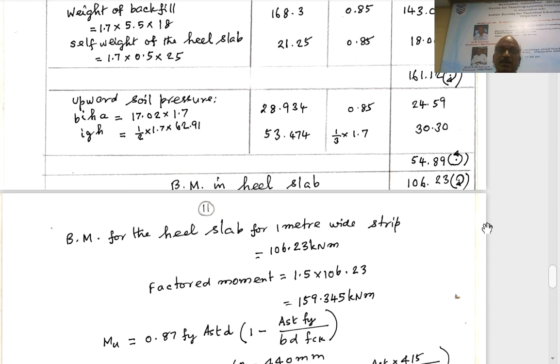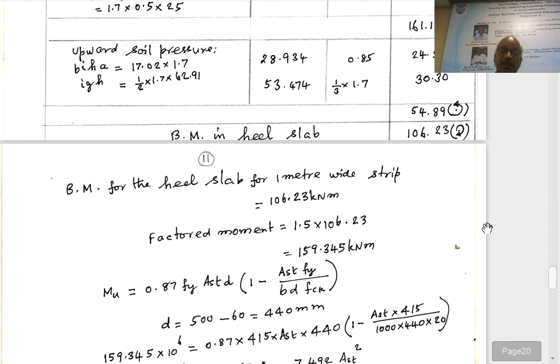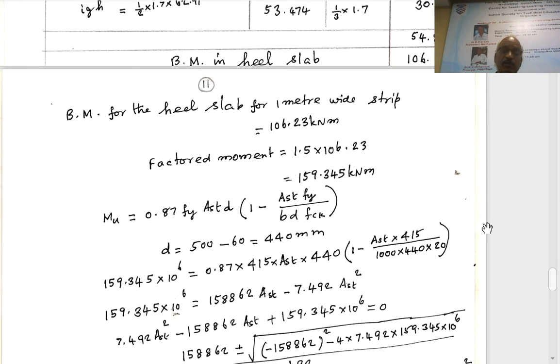Again, the thickness available is more, because we have designed the thickness of 500 mm for a moment of 270.3 kilonewton meter. Now it is only 159. Therefore, thickness need not be checked here also. So, partial safety factor, the factored moment. So this is the value. So we are directly finding out the area of steel.